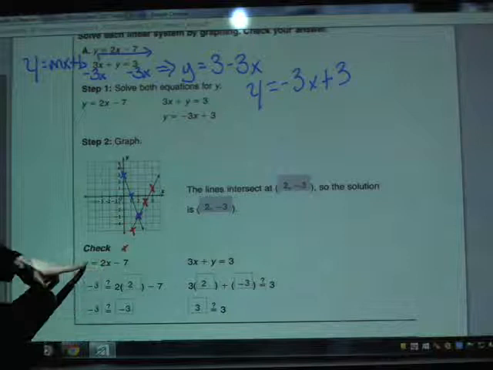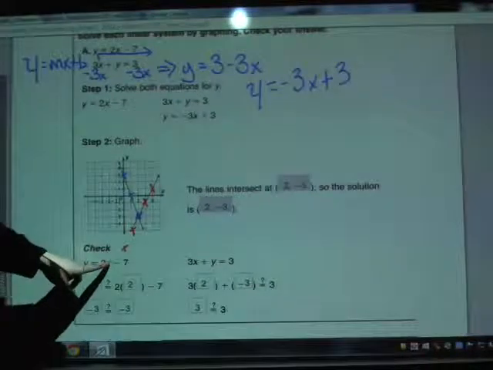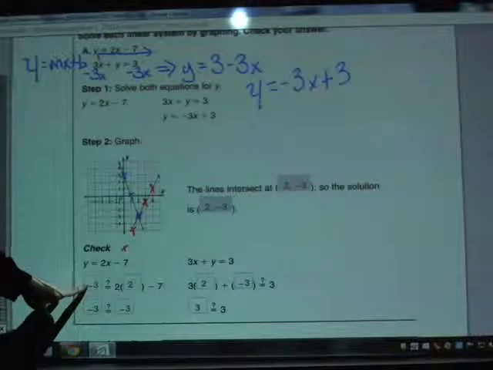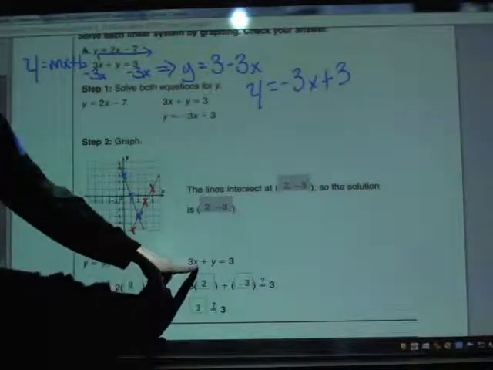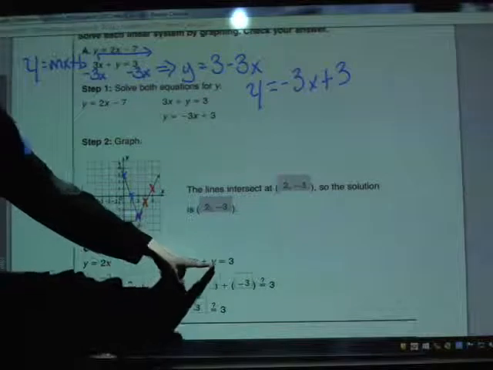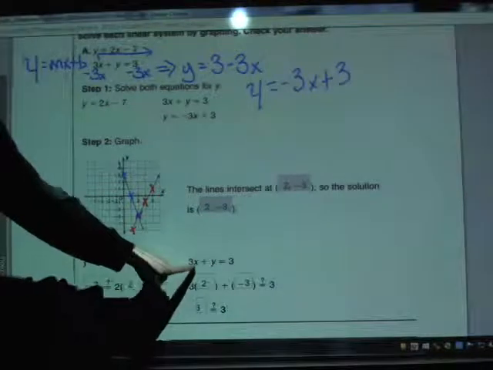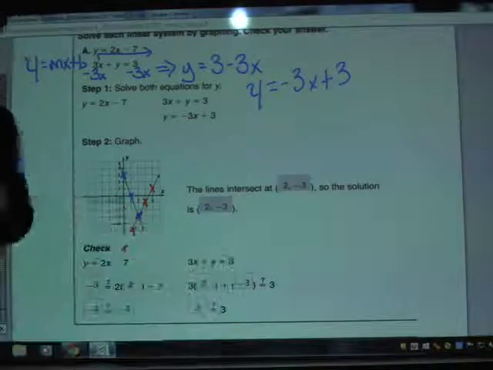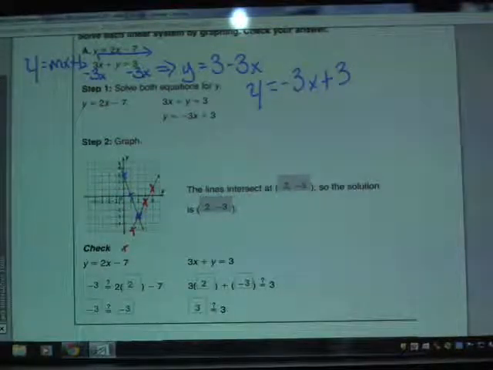Change x into 2, y into negative 3. 2 times 2 is 4, minus 7 is negative 3. The other side says negative 3. Here, I'm going to change x into 2, y into negative 3. 3 times 2 is 6, plus negative 3 is 3. The other side says 3. There you go. You solved the system of linear equations. This is really a very serious algebra concept, something you will do in algebra class. So if you've mastered this now, you're going to be that much further ahead.